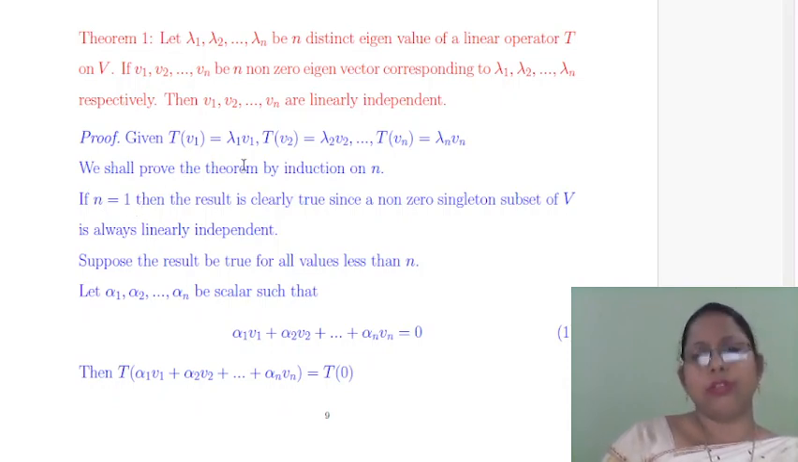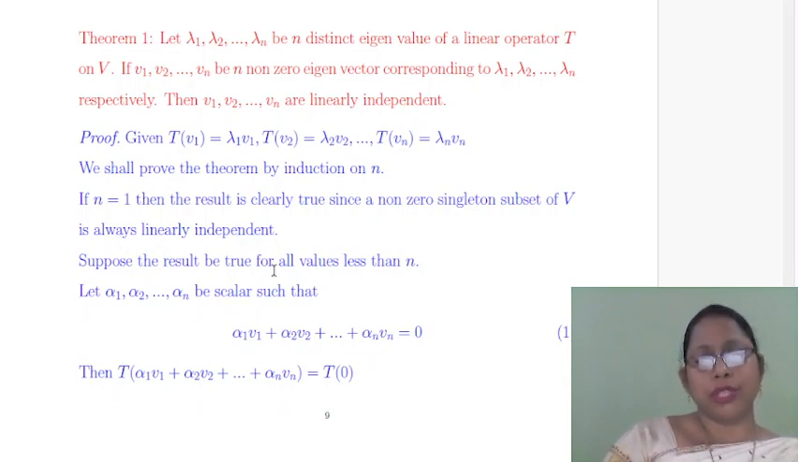If I equate this equal to 0, then either this equal to 0 or this equal to 0. As this is non-zero, this must be 0, so this is linearly independent.